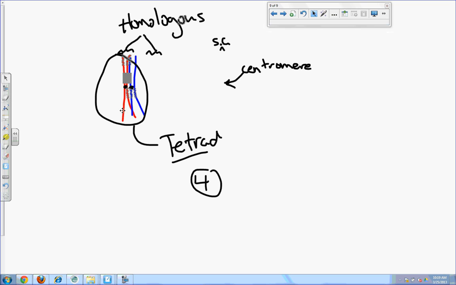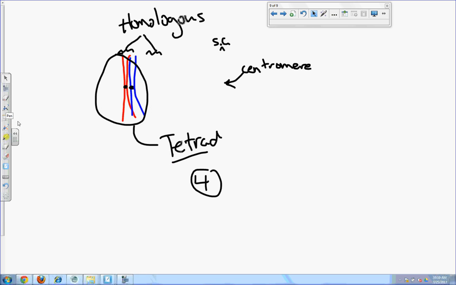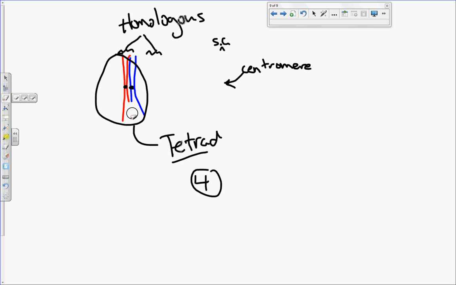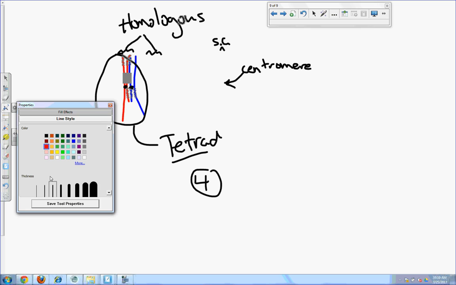We're going to erase these. What happens is a little bit of the DNA from the mom chromosome gets hooked onto the dad chromosome, and vice versa. A little bit from the dad chromosome gets hooked onto the mom chromosome, and that's called crossing over. Now I want you to think about why that might be good.